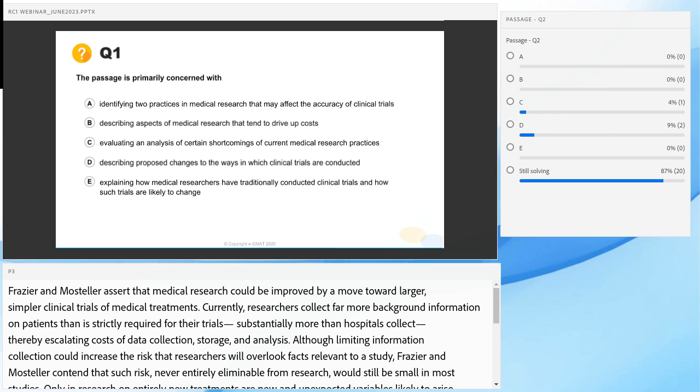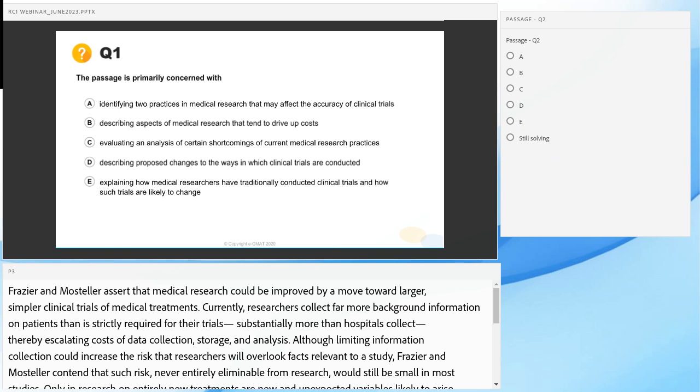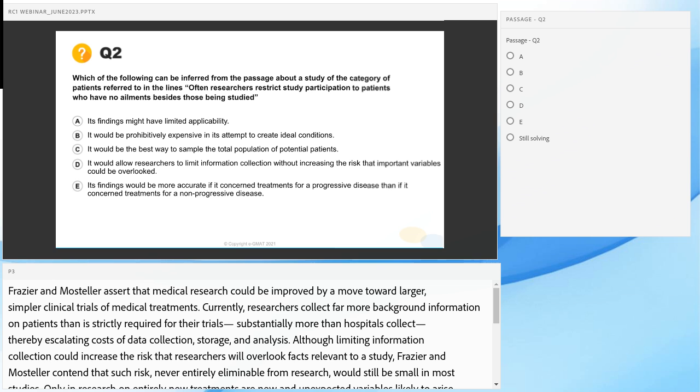This is question number 2. Don't choose an option for question number 1. Choose still solving. Remember, look at the title of the poll. It says passage Q2. All right, remove broadcast results. Here is question number 2. I'm going to mute myself.